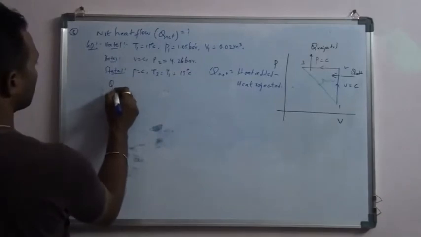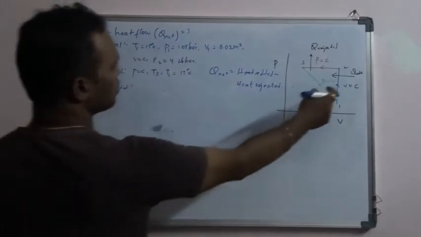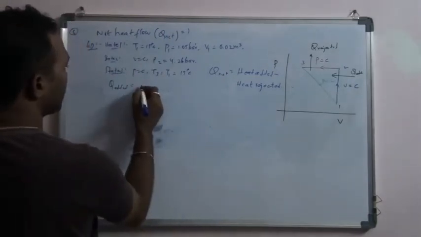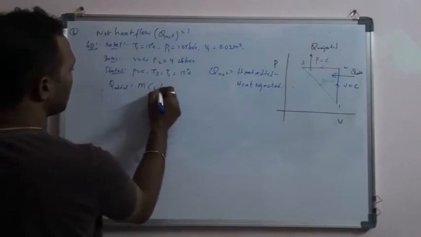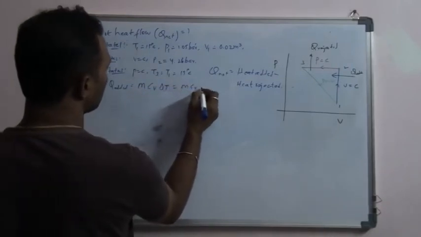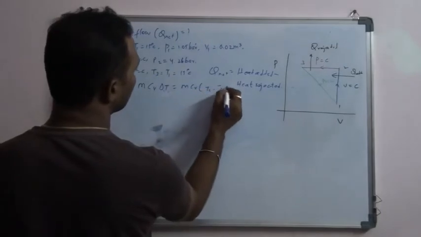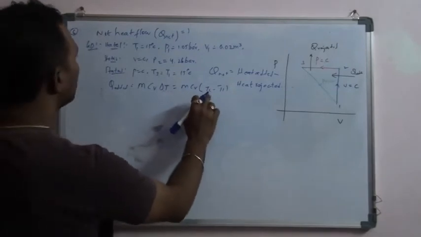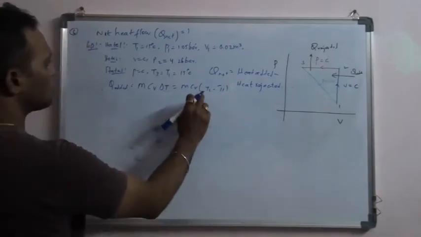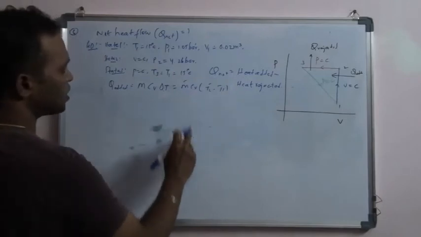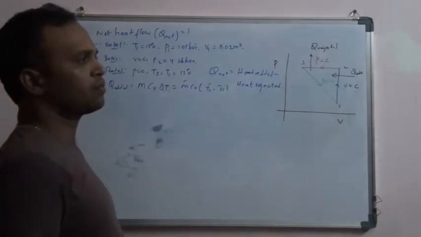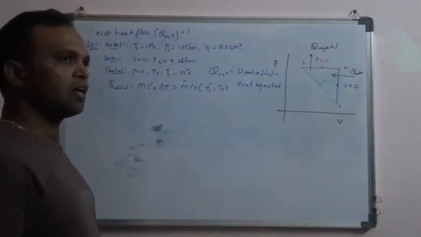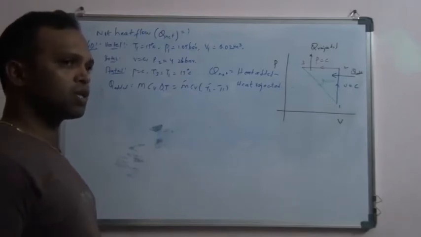Q added is the heat added in the constant volume process. For a constant volume process, Q is equal to m Cv delta T, so it is m into Cv into T2 minus T1. Here Cv and m are not given, only T1 is given, and T2 is not given. So m and T2 we need to calculate. Cv and Cp remain constant since the system is air. For air, Cv is 0.717 and Cp is 1.005.